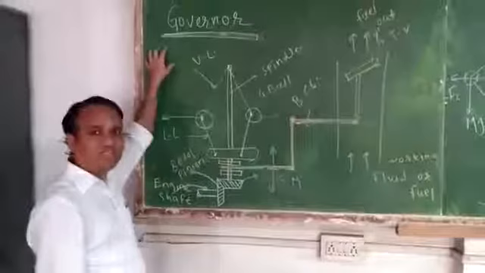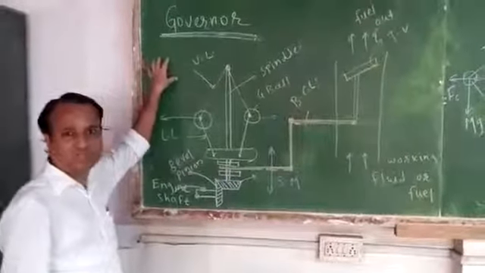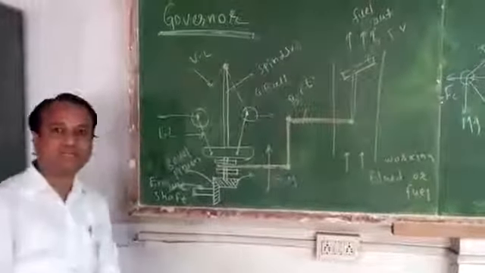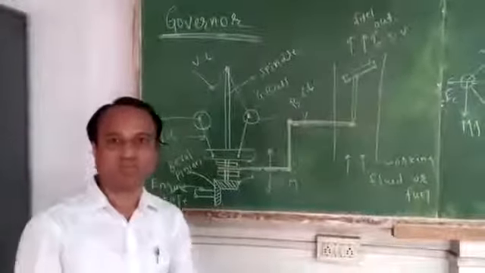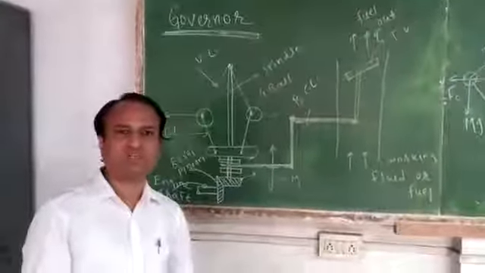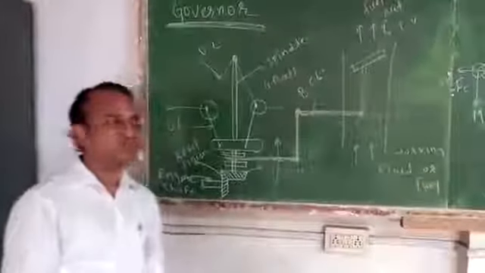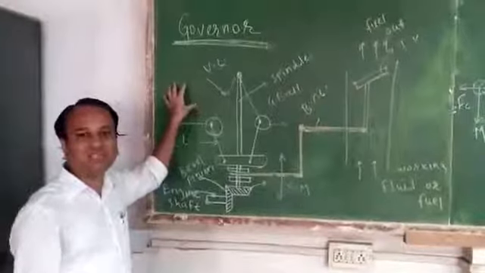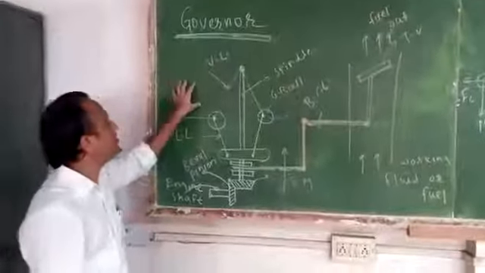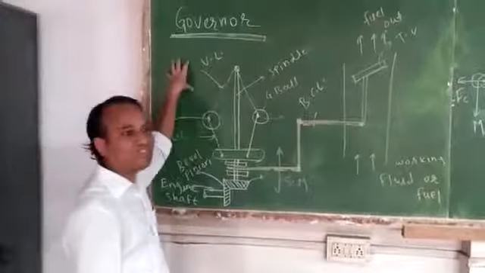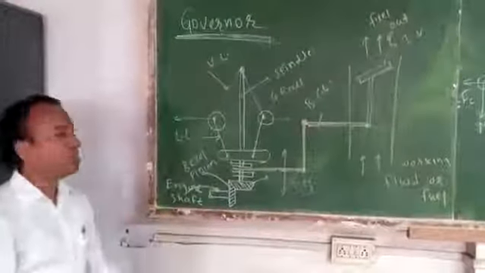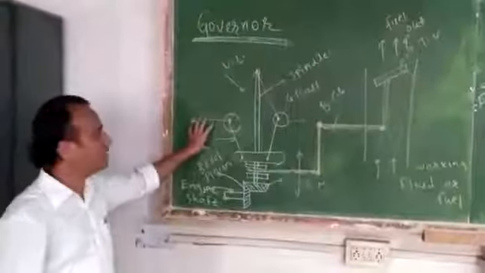So we already discussed what is the function of governor. Governor maintains the constant engine speed, or the constant prime mover speed. Prime mover is nothing but the power generating device. So it is necessary to maintain constant engine speed or constant prime mover speed, and that's why governor is used. First we discuss the working of governor.